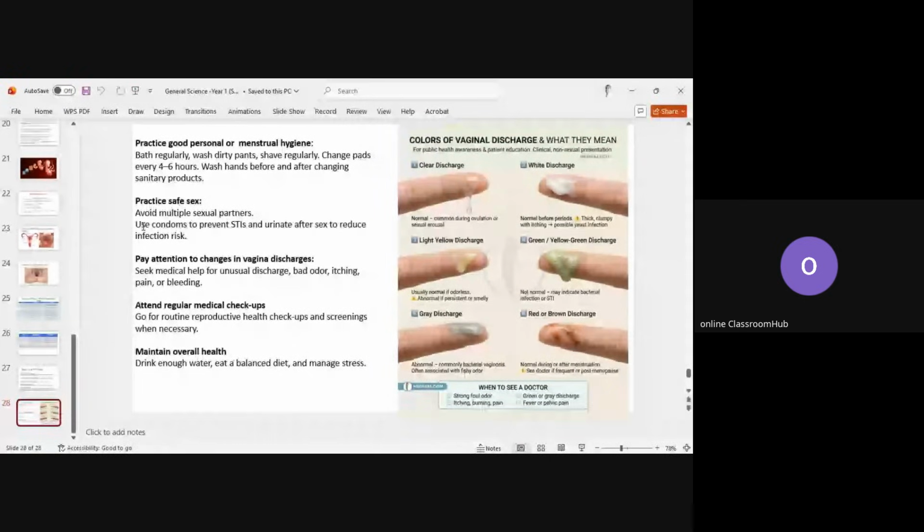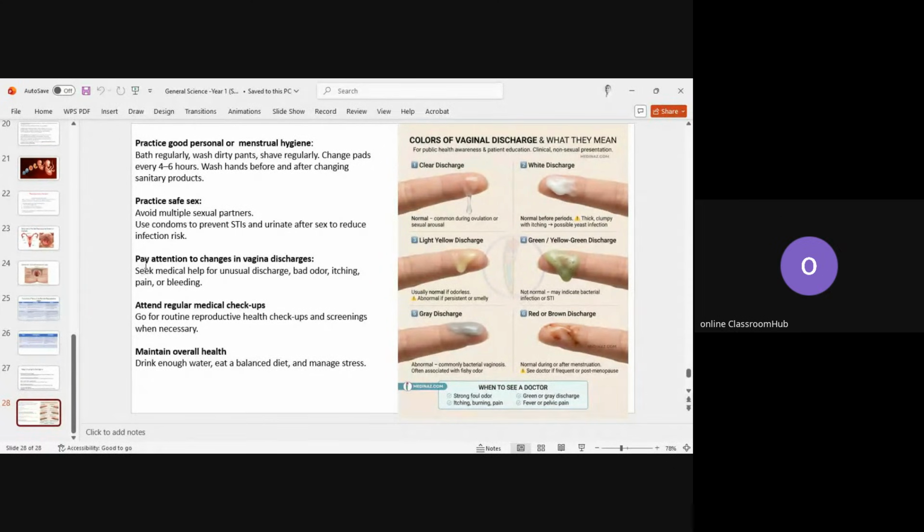So also use condoms to prevent STI, and then urinate after sex to reduce infection risk. So if we say don't do it, but you have a hard ear, and so you go and do it, I beg you, use condom to protect yourself from sexually transmitted infections. And also after sex as a lady, you have to urinate immediately to help reduce infection risk.